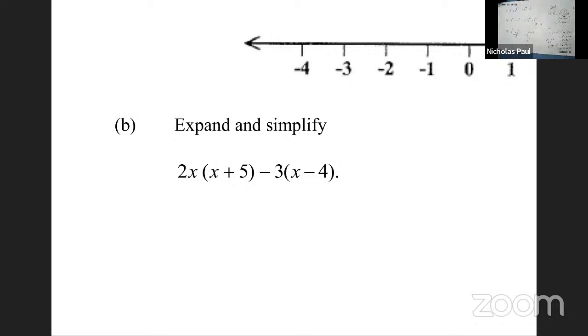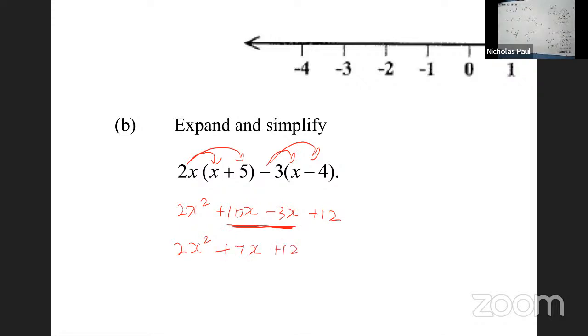So let's see what we have here, right? So it's 2x by x, that's 2x squared. 2x by 5, that's 10x. Minus 3 by x, minus 3x, minus 3 by minus 4, that's 12. Right? There's only one 2x squared, but there are two x terms. 10x minus 3x, and then you add your 12. So the answer is 2x squared plus 7x plus 12.